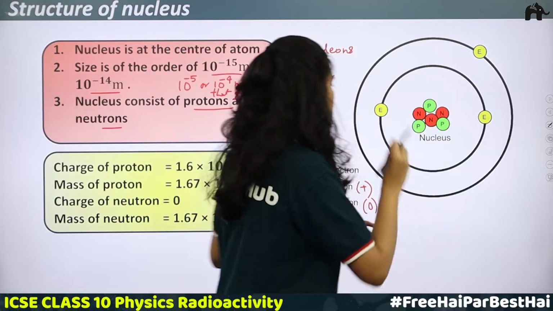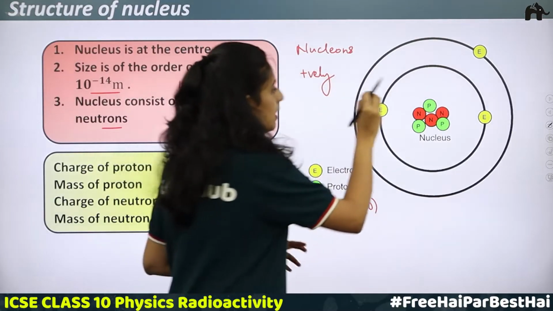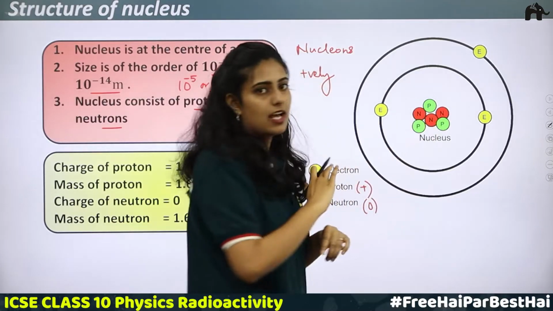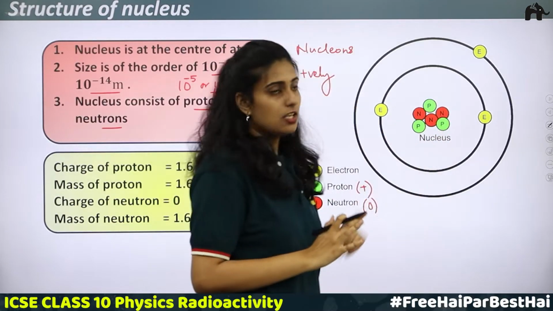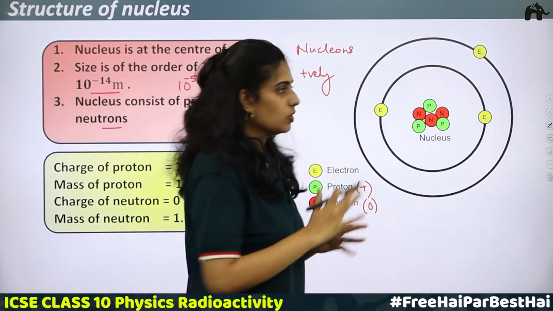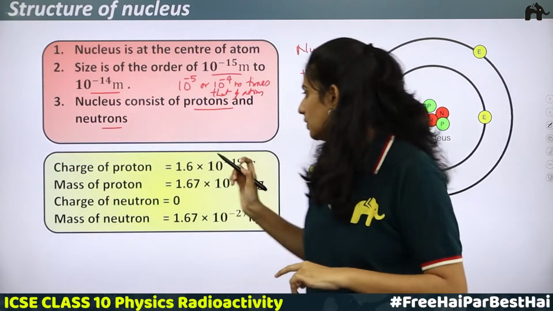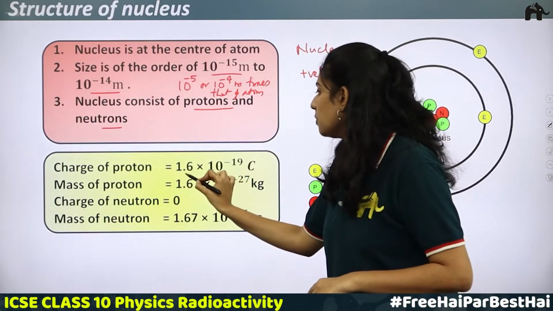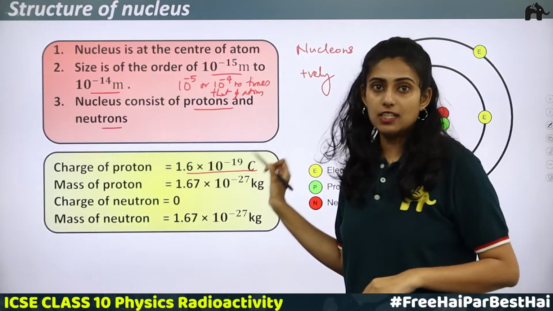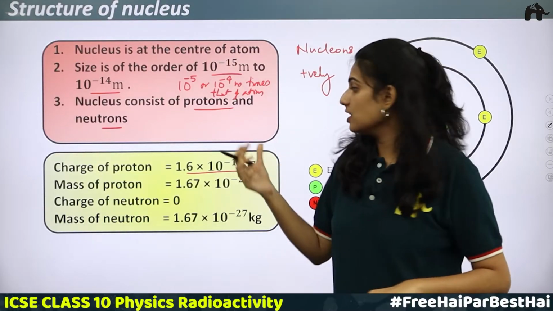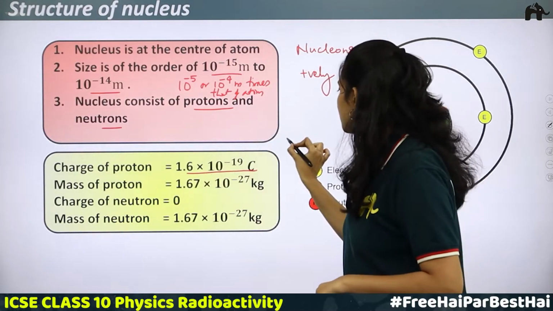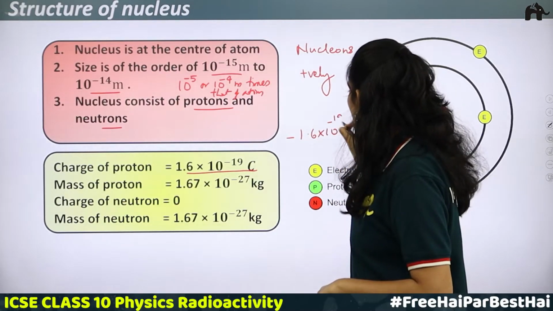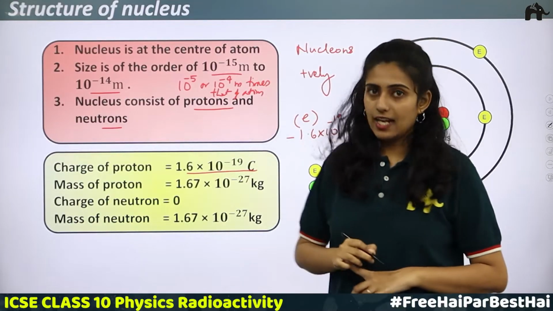Now we have to study the charge and mass of these subatomic particles. As we said, neutrons have no charge, protons are positive, electrons negative. Now we'll take the mass. Charge of proton is 1.6 into 10 raised to minus 19 coulomb. When you take the charge of electron, the value will be the same, only the sign is negative. Minus 1.6 into 10 raised to minus 19 coulomb is the charge of an electron.